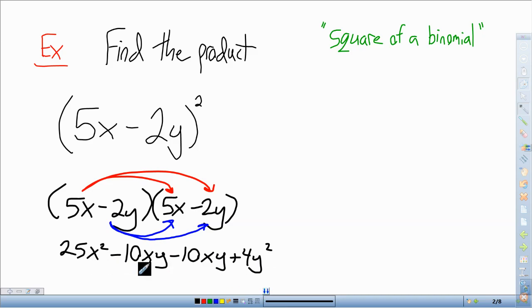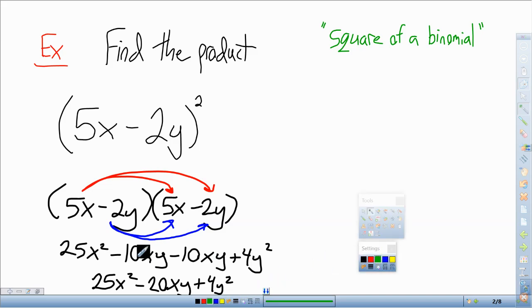Okay, so it looks a little different, but it's really not any more difficult. We still might notice we do have like terms, right? We have these xy's we can combine. So this 25x squared we bring down, right? We cannot combine that x squared with the y squared, right? Those are not like terms. But we can combine the negative 10 and negative 10 to get a negative 20xy. And then this positive 4y squared comes down.